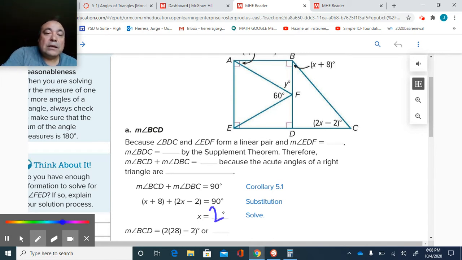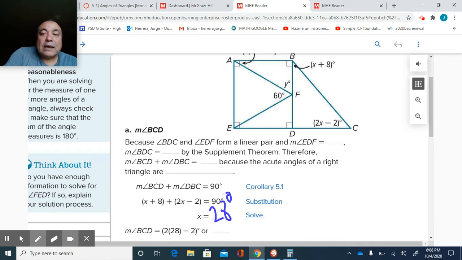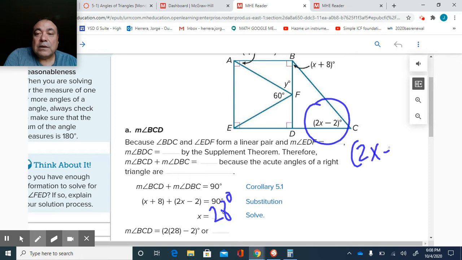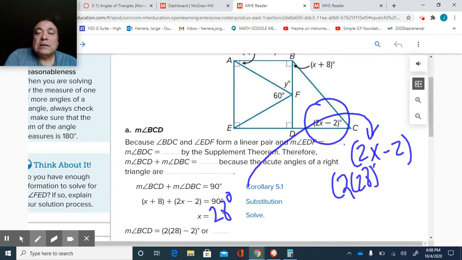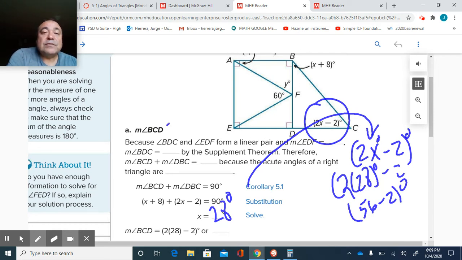So 28 degrees. I'm going to go back in here and respectfully rewrite that. So I'm going to go 2x minus 2 degrees, and I'm going to substitute for x. So I got 2 times 28 degrees, and that's a degrees right there, minus 2. So I got 56 minus 2 degrees, and I'm going to get 54 degrees. So this equals 54 degrees, guys, the measure of that angle right there.